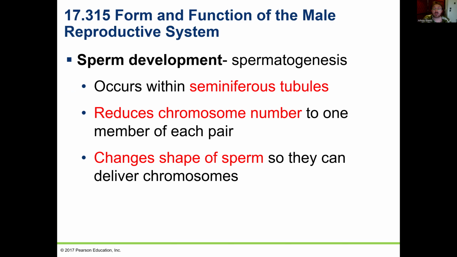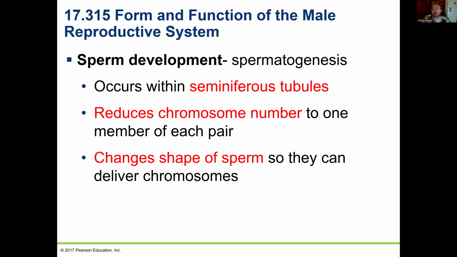Now, when you are developing your sperm, 50% of those chromosomes need to be discarded. It's going to be arbitrary whether it's from mom or dad which one is going to get discarded, but you are still going to have one copy of each of the 23 types of chromosome. This is also the point where the shape of the sperm is going to start specializing in order to better deliver this genetic material.